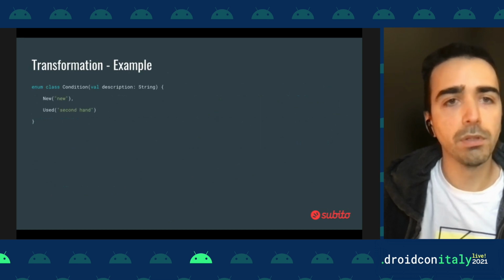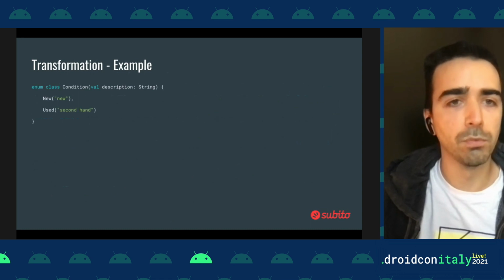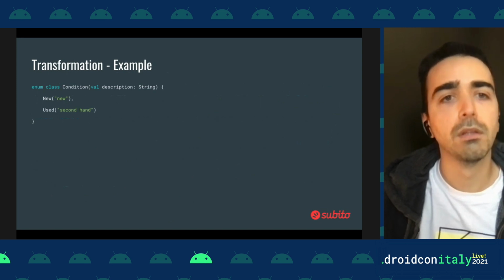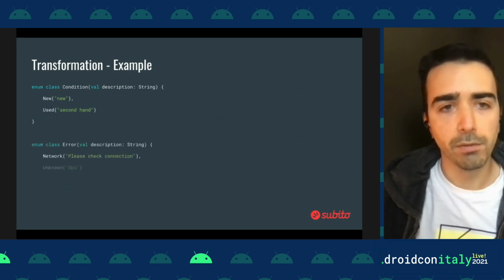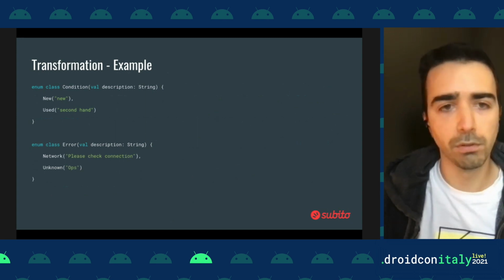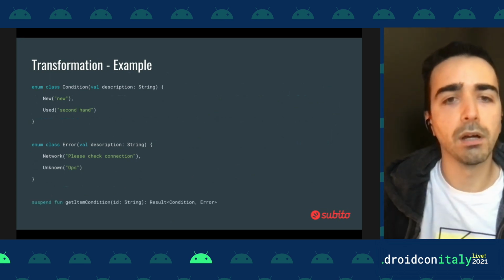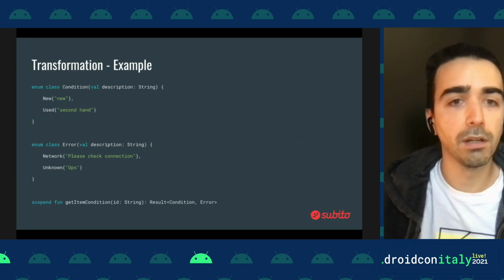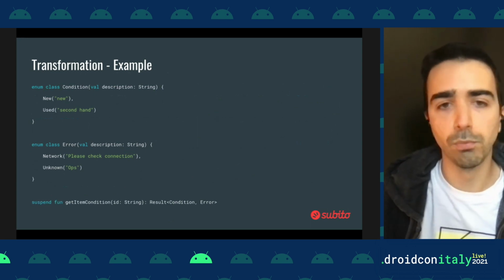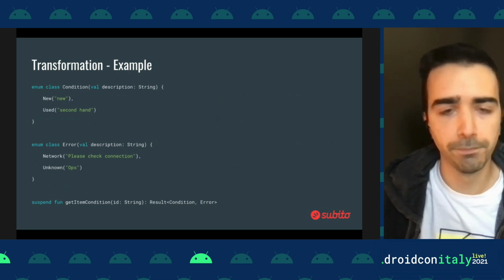Let's say that we are modeling our items and their condition with an enum class. So items could be new or used, and in this case, we are coding the description on the client side. We are also modeling some errors, and for this use case, we just need to handle the network or all the other errors as unknown. We have this method that is returning a condition for a given item ID. So you provide an item ID, you're getting this condition or a result because this could fail.